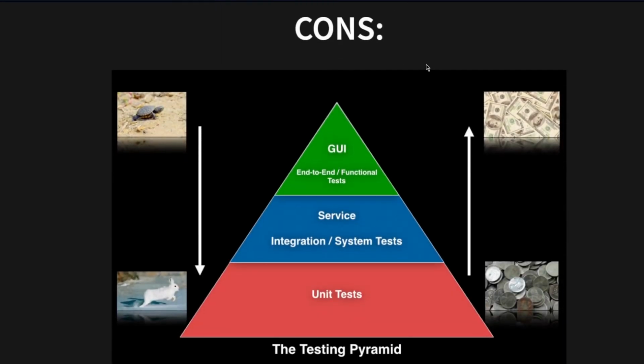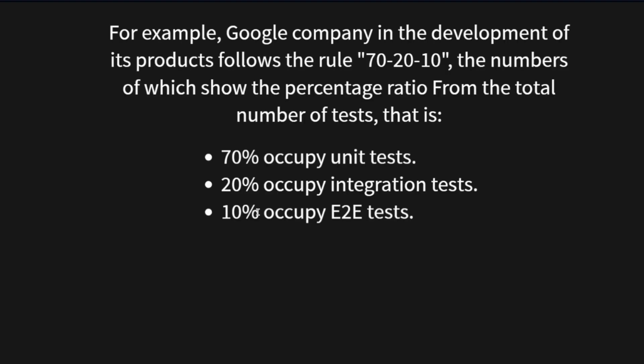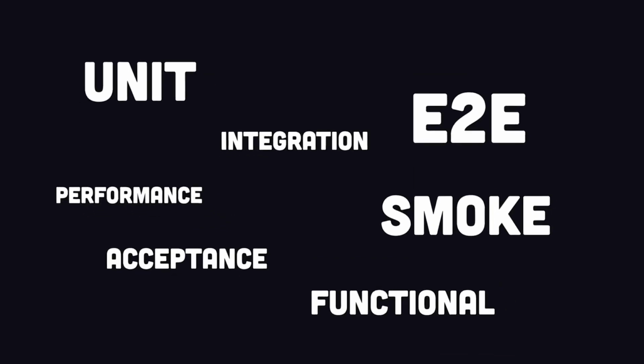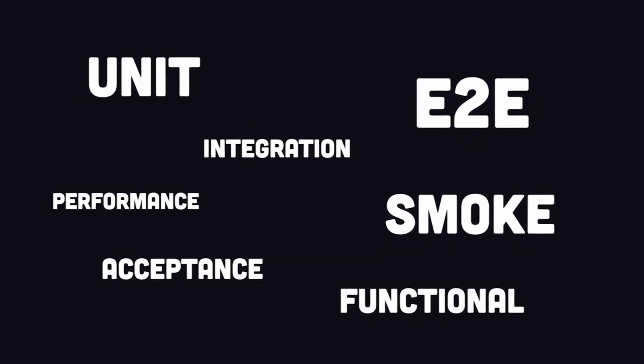As an example, Google uses the 70-20-10 rule when developing, that is, 70% of tests are unit tests, 20% are integration tests, and only 10% are end-to-end tests. So now that you know the levels of testing, we can talk about the first and most important and often used. These are unit tests.